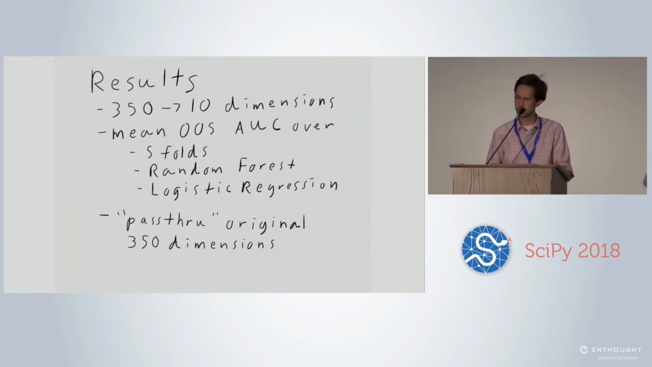So we're going to look at some results. This is going from 350 dimensions all the way down to just 10. We are going to look at the mean out-of-sample AUC, doing cross-validation over 5 folds. We're going to look at the mean of random forest and logistic regression. In the tables, pass-through refers to the original untransformed data.